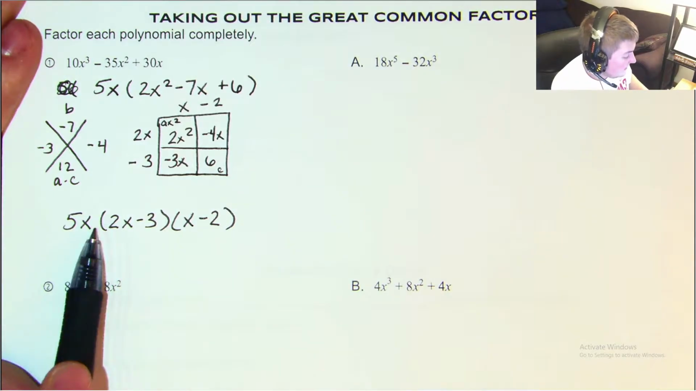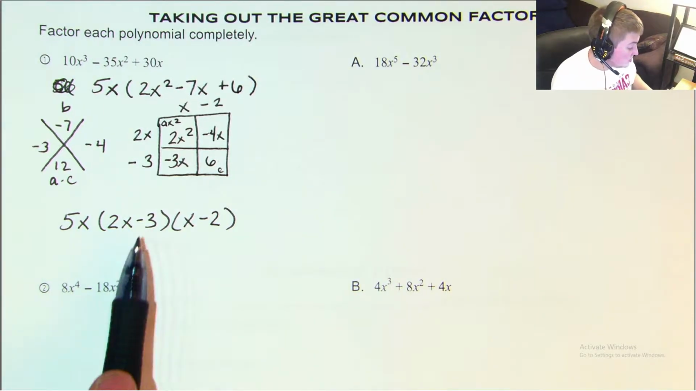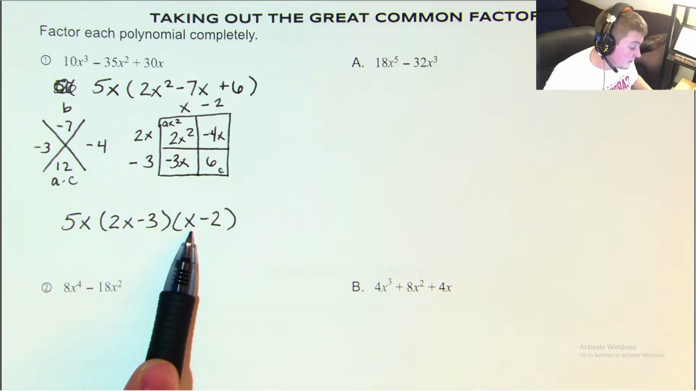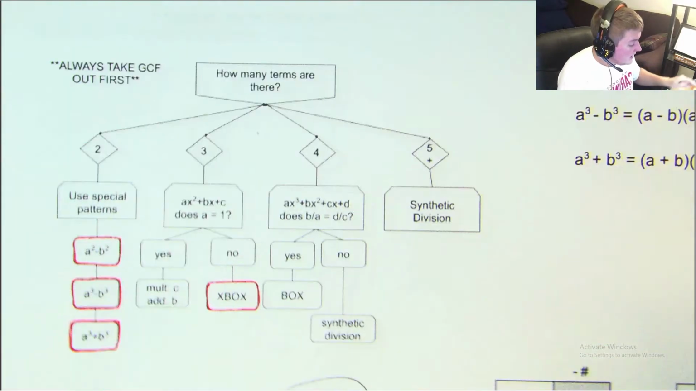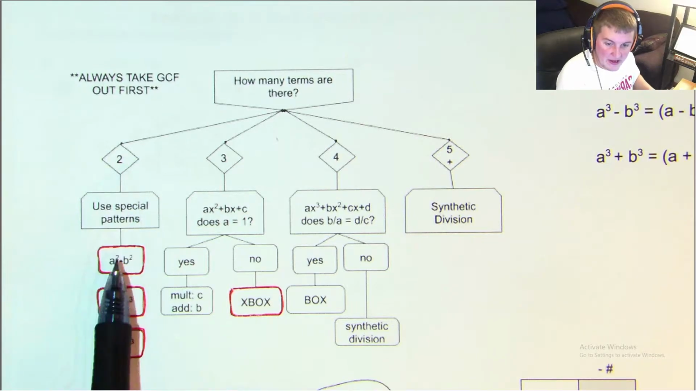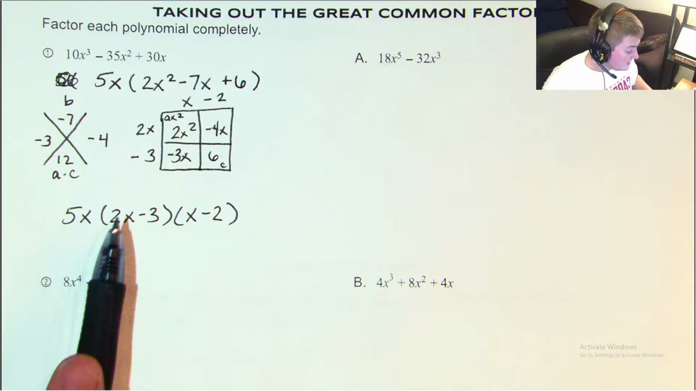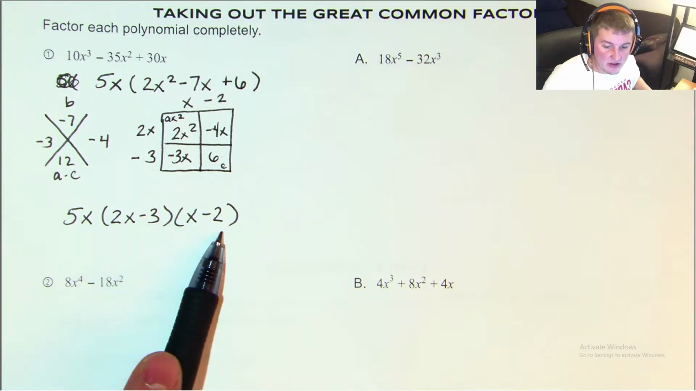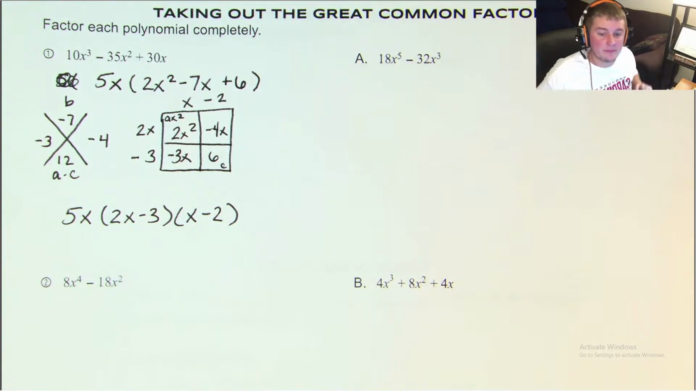Each of these terms, now I can check whether they can be factored, right? I would just go back through my flowchart. How many terms are there? There's 2. And I have to identify them as a special pattern. This is not a special pattern, and neither is this, meaning we're done.